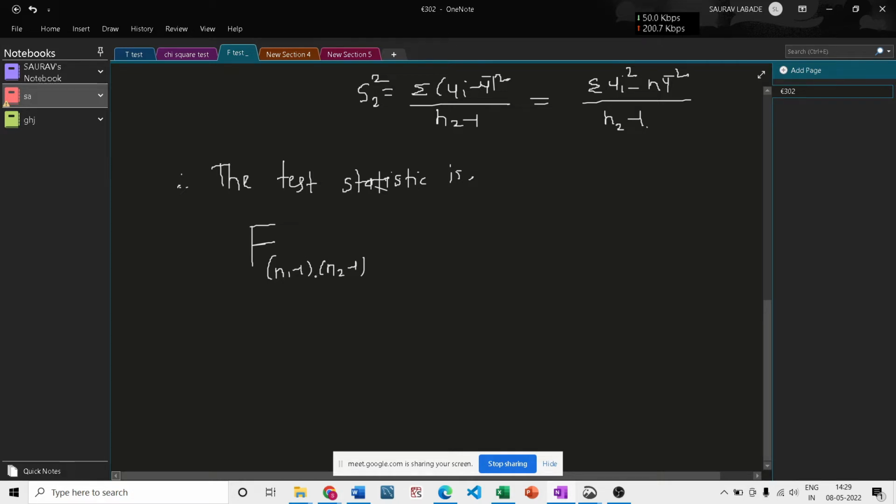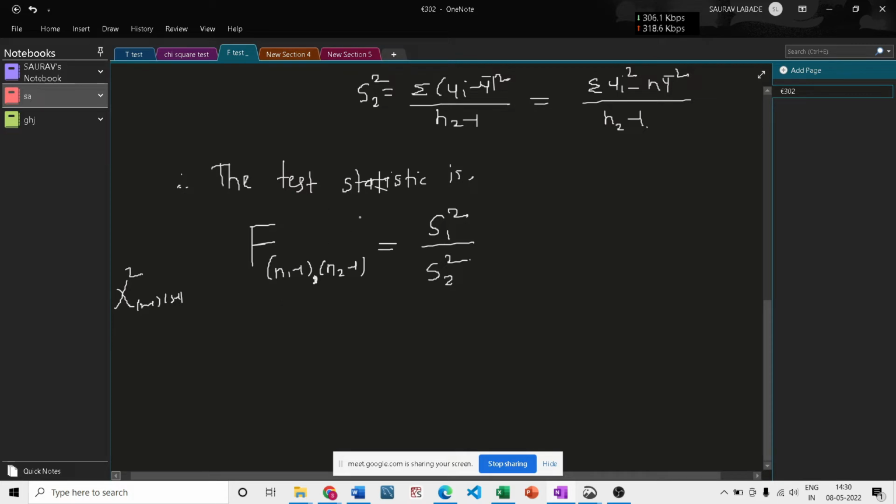Understand that difference. In the chi-square, what happened? We were doing the multiplication of random variables, that is r minus 1 into s minus 1. Now here it is not, it is a comma. That means there are two degrees of freedom in this F distribution, and F equals s1 square divided by s2 square. So this will be your definition of the test statistic.